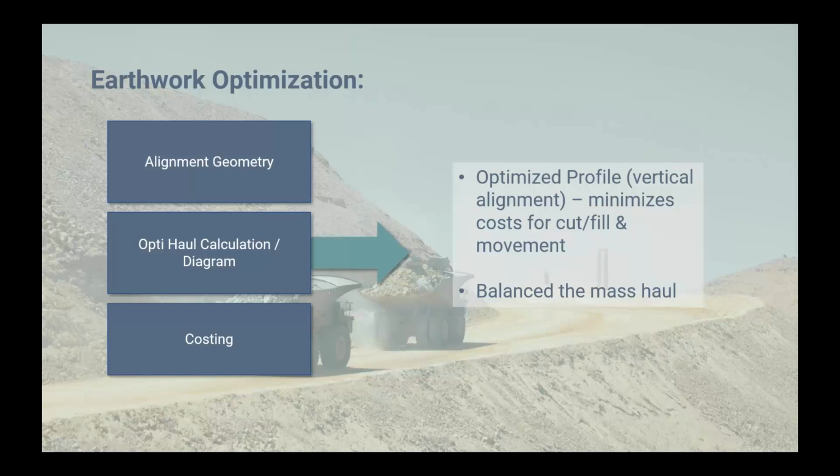So the Opti Haul diagram itself is a building block for another concept we are covering in today's webinar, which is earthwork optimization. Together with alignment geometry and a costing model, you can create an optimized vertical profile that minimizes cut, fill and material movement costs. It can also internally balance the MassHaul. It is almost like an easy button.